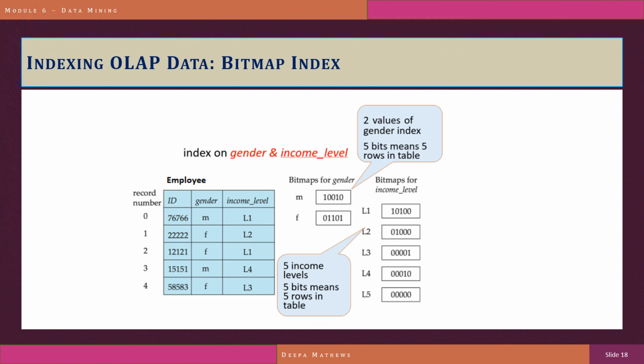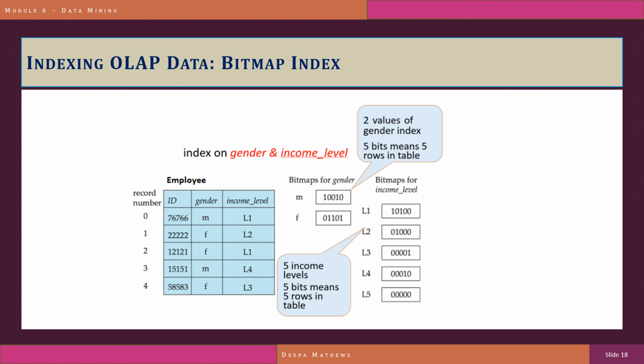Now let's look at another example. Here we are given a table called employee, which consists of 3 attributes: ID, gender and income level, where ID is the primary key. So we can create a bitmap index on either the attribute gender or the attribute income level. First, let us look into the bitmap index for the attribute gender. For the gender we are having two distinct values, m and f.